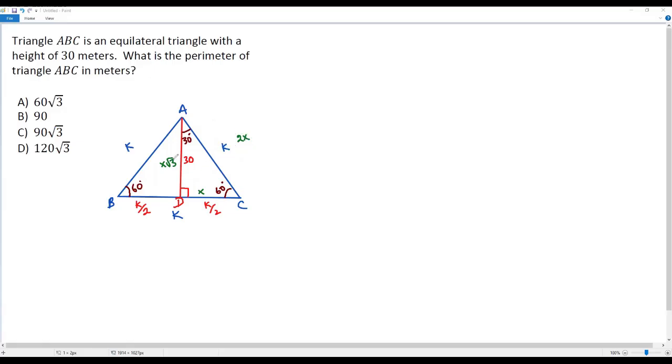Okay, now let's consider the length of the side AD of this triangle. So that is X times square root of 3, but already we have the length, that is 30. So this X times square root of 3 and 30, both of them represent the same thing, that is the length of this leg AD. So we can equate X times square root of 3 and 30. Now let's solve for X in this equation.